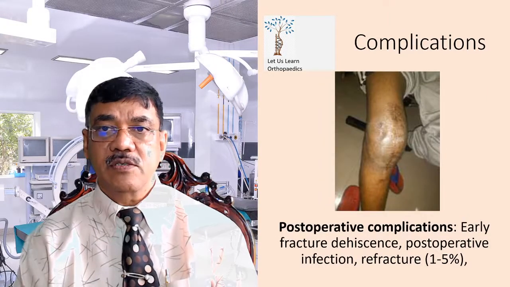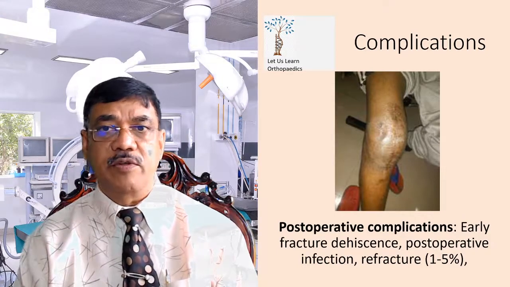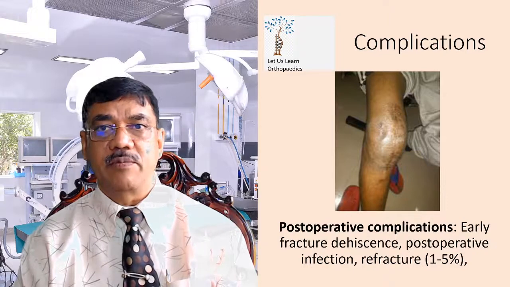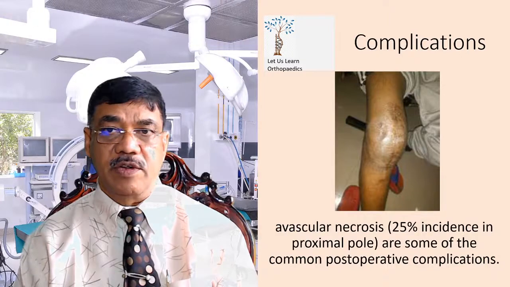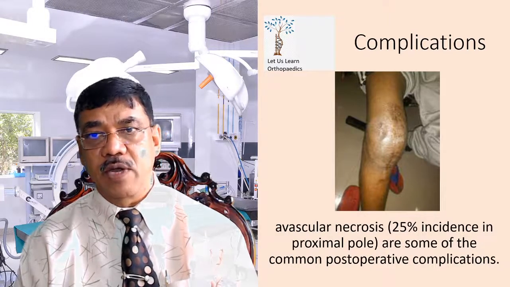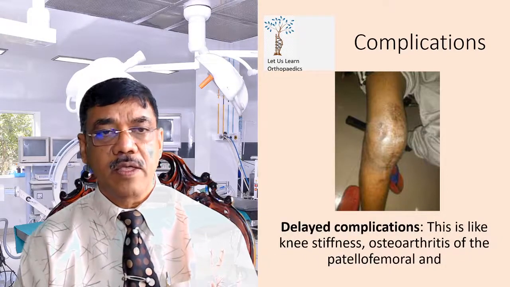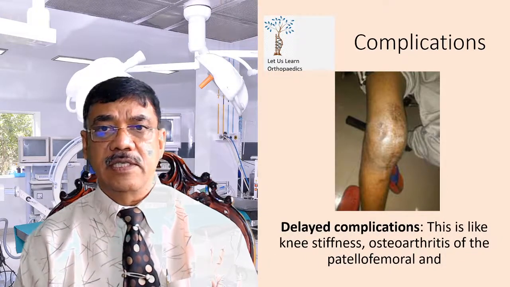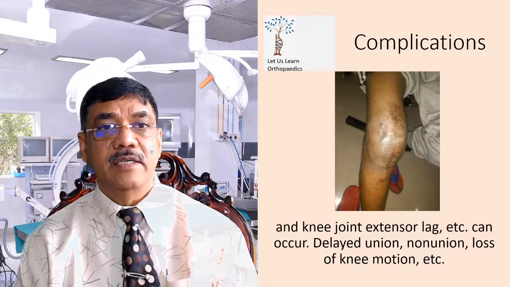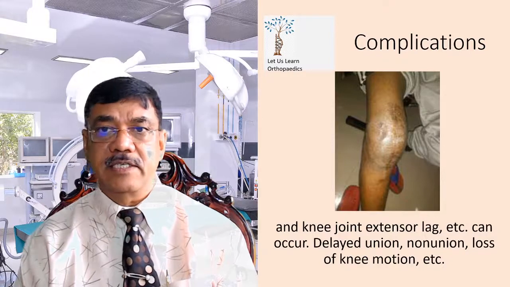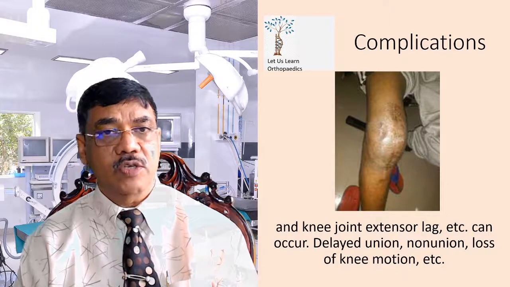The post-operative complications include early fracture dehiscence, post-operative infection, and refracture, 1 to 5%. Then avascular necrosis, 25% in the proximal pole, are some of the common post-operative complications. The delayed complications, like knee stiffness, osteoarthritis of the patellofemoral and the knee joint, extensor lag, etc. can also occur. Delayed union, non-union, loss of knee motion, etc. are other complications.